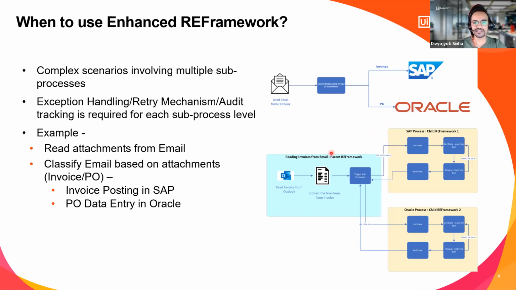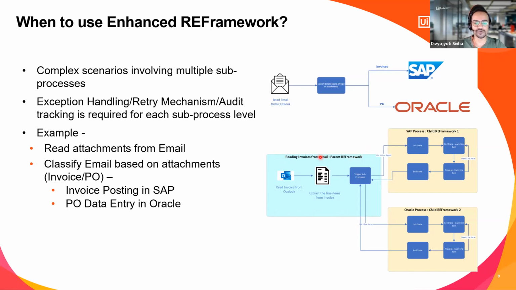The second use case that we are seeing over here is, suppose you are reading an invoice from Outlook, and many a time you will encounter a use case where you also have to extract line items from the invoice, right? In SAP or Oracle, you have to enter those line items and not only the invoice number. So in those cases, you can put a parent RE framework, which is going to fetch the invoices.